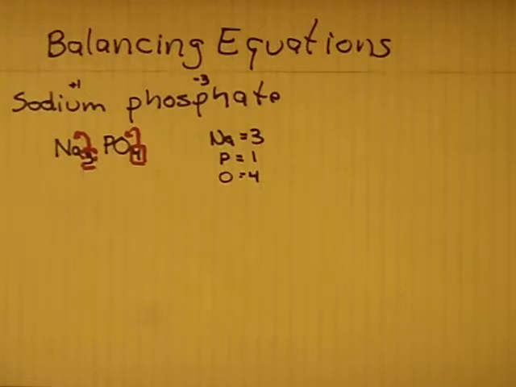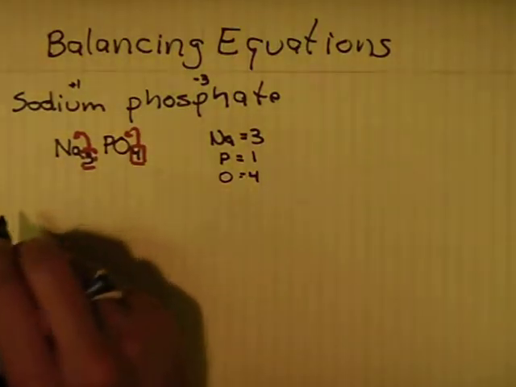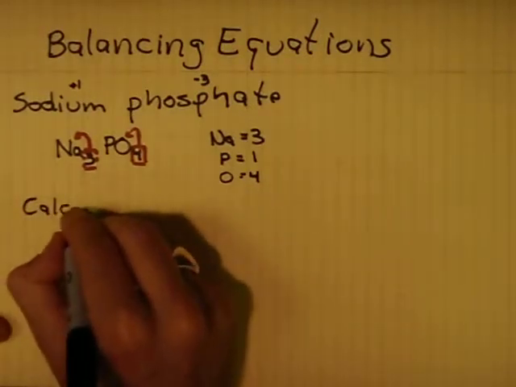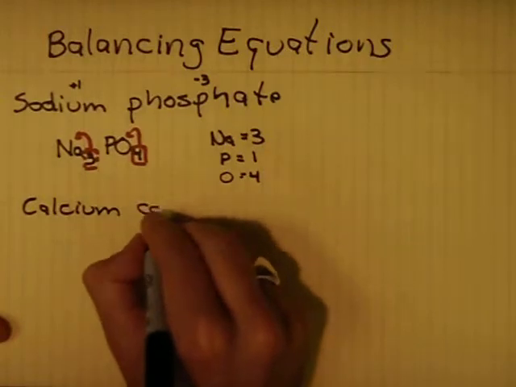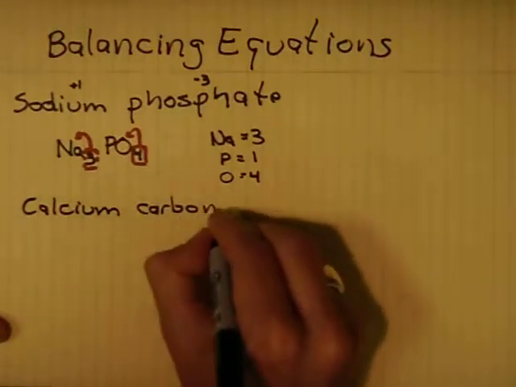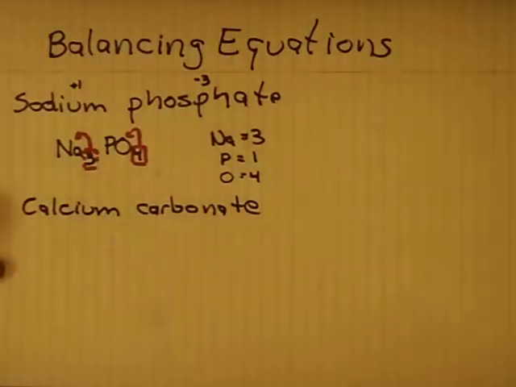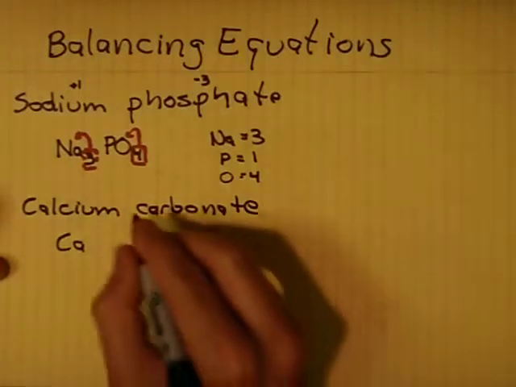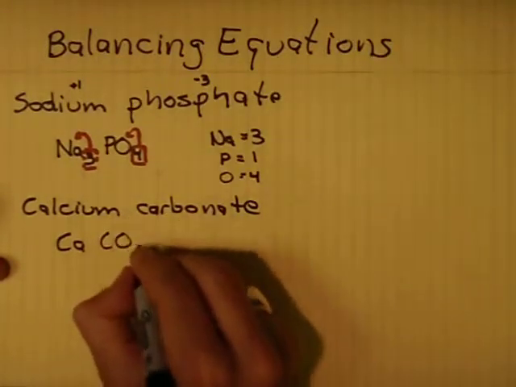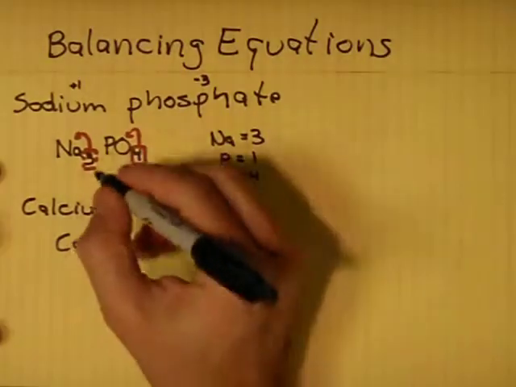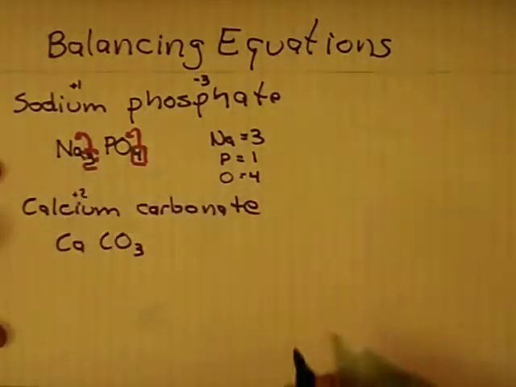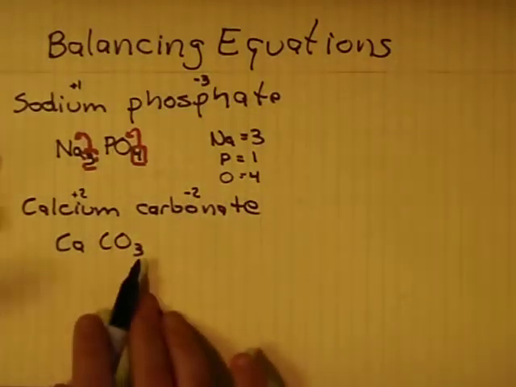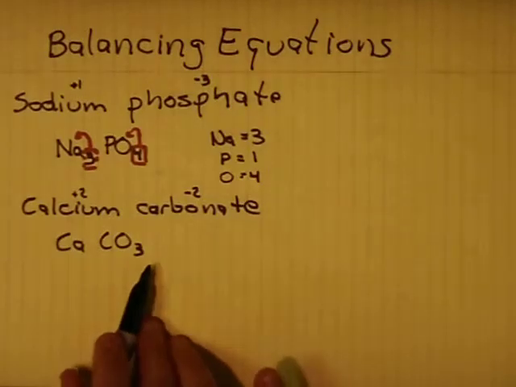So let's try something different, just so we can see. Calcium carbonate. So calcium carbonate. Calcium, Ca, carbonate, CO3. Calcium has a +2, carbonate has a -2. So this one's actually fairly straightforward, CaCO3.